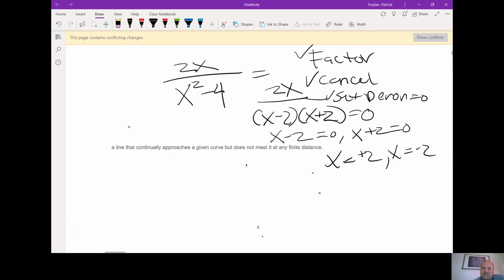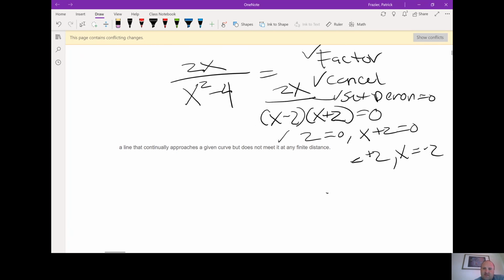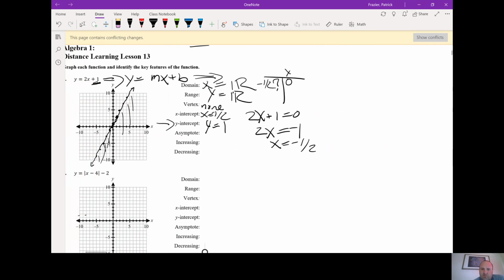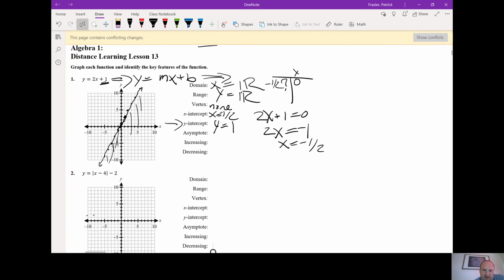But in the case of this particular equation, we don't have an asymptote. There's nothing restricting it. It's not a ratio other than it's divided by 1. It's 2x plus 1 divided by 1 technically. But no, there's no asymptote, so none.